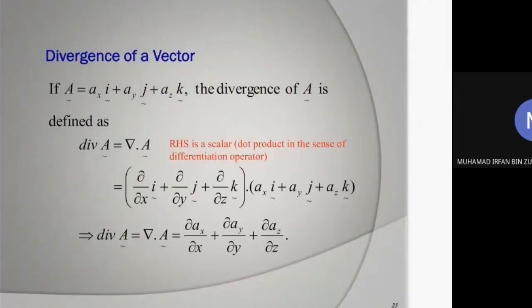If A is a vector, A_x i plus A_y j plus A_z k, the divergence of A is defined as the gradient dot A. So you have to find the gradient of each of these and do the dot product. So your answer will be a scalar. The final answer for the dot product is a scalar.